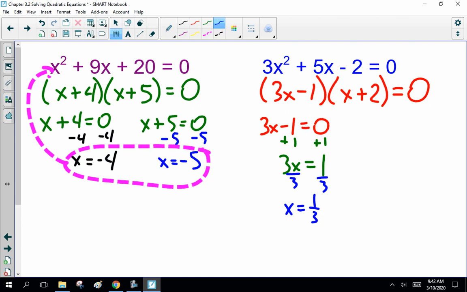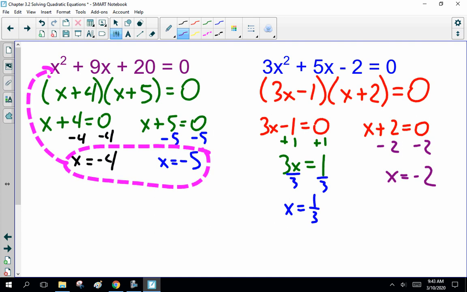Now, I'm not going to do that in my head, but you can go back to that original quadratic and plug in 1/3, not 0.33, 1/3, and it will equal 0. Now the other factor here was x plus 2 is equal to 0. So I subtract 2 from both sides. X equals minus 2. Okay?